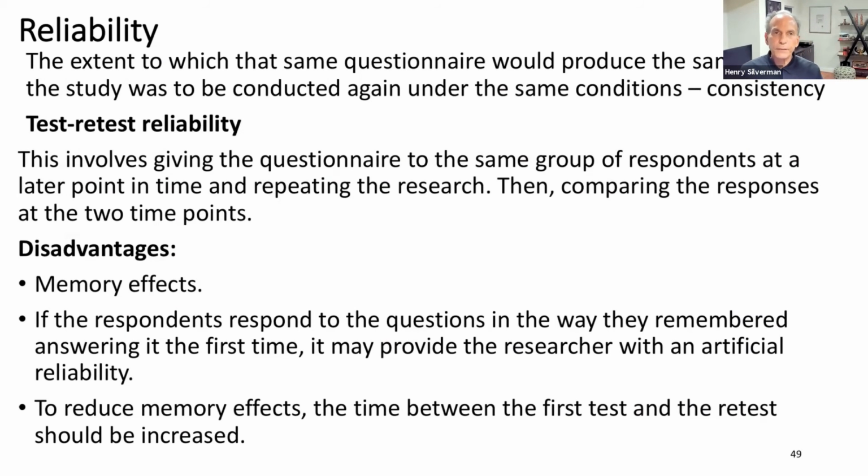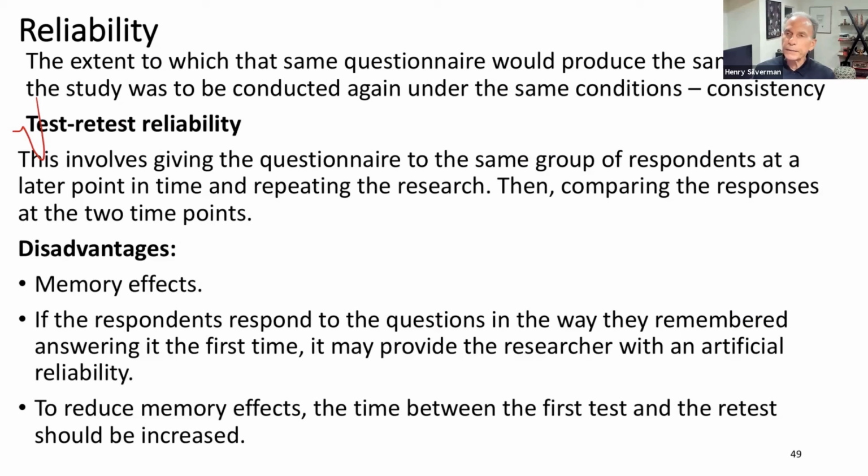So let's talk about reliability. Reliability is the extent to which the same questionnaire would produce the same results if the study was to be conducted again under the same conditions. One way to test for reliability is called test-retest reliability. This involves giving the questionnaire to the same group of respondents at a later point in time and repeating the research. And one compares the responses at the 2 time points.